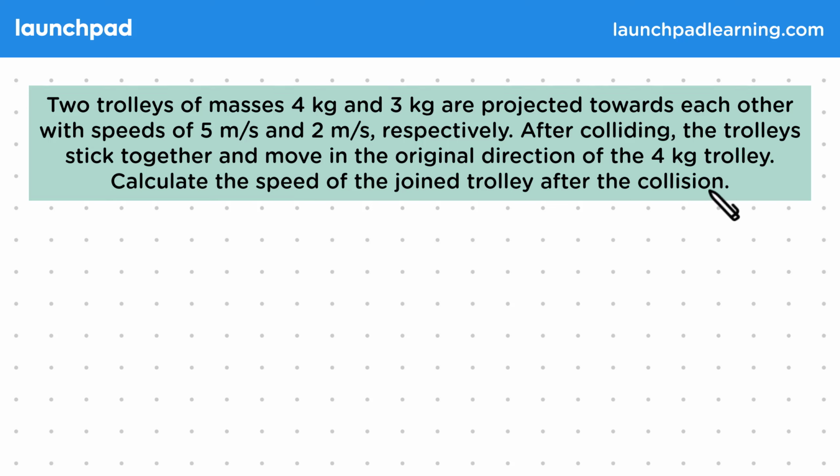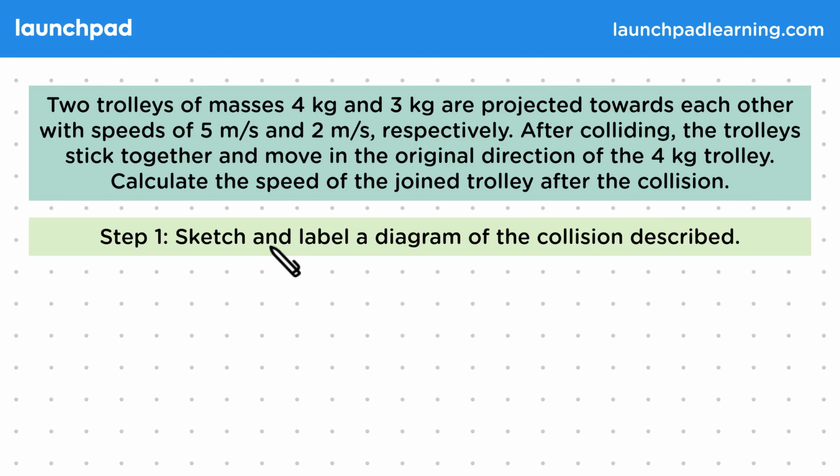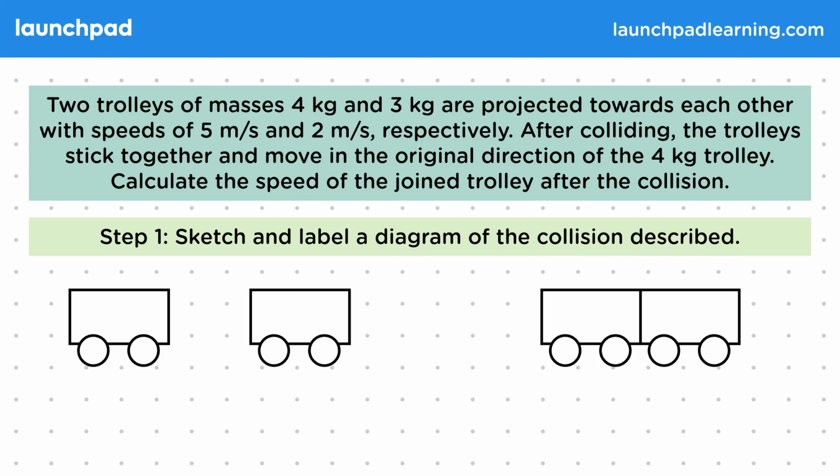Now that's a lot of information, so let's start by setting this out as clearly as possible, both for ourselves and for the examiner. This isn't essential, but it will help ensure we don't get confused later on. So for step 1, sketch and label a diagram of the collision described. Here we've done a rough sketch of the two trolleys before the collision and how they'll join together after. Let's put a dotted line to separate these.